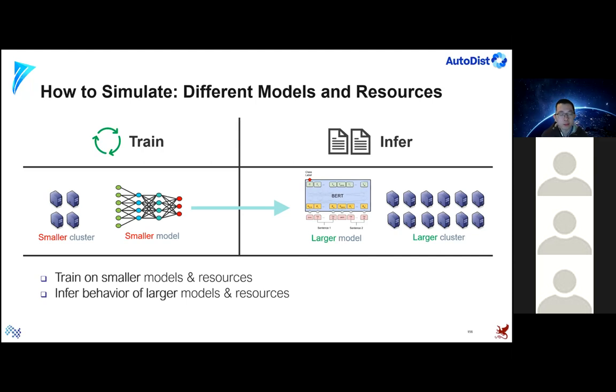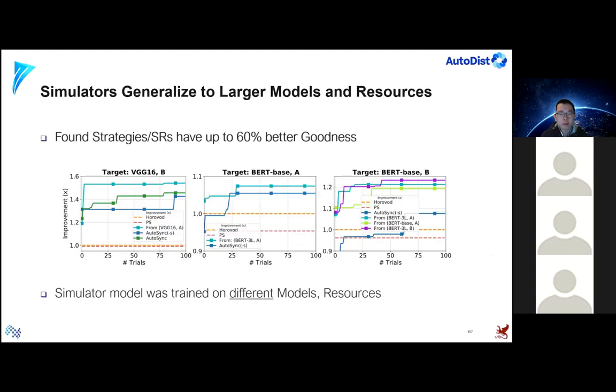And we hope that this simulator trained on a small cluster can predict well the performance of running on large clusters. This is the transferability we try to see in this sort of machine learning based simulation. The question is whether it will transfer? Actually, the answer is yes.